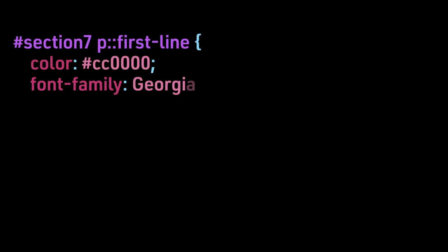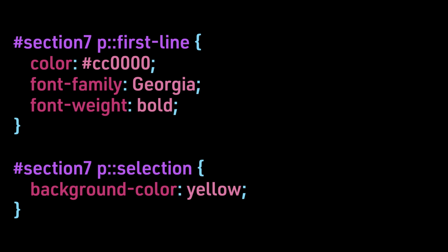Here is the CSS for first line and selection. We use first line to create a different style for lead-in text, and selection will be used to mimic the action of a highlighter.